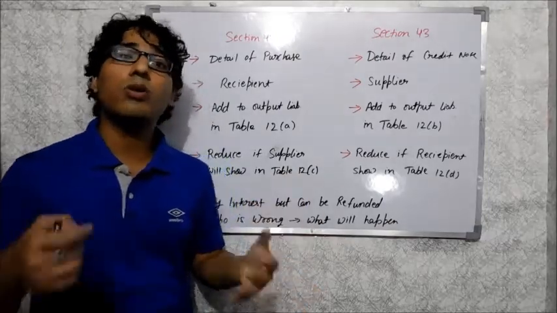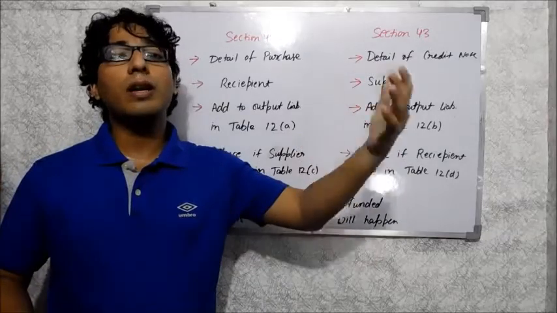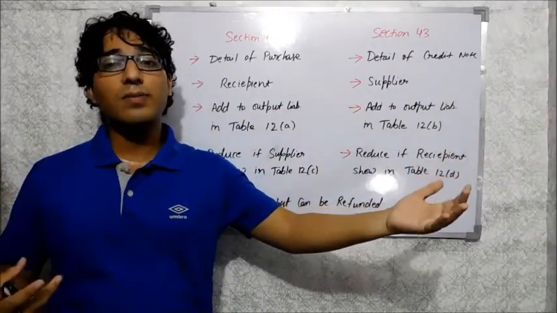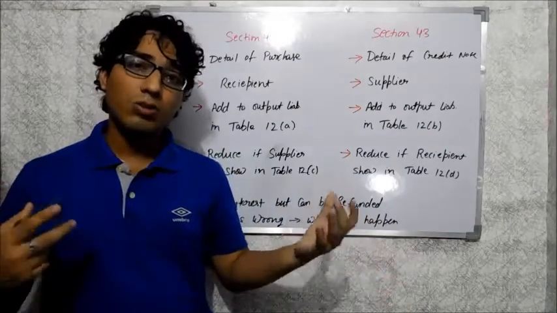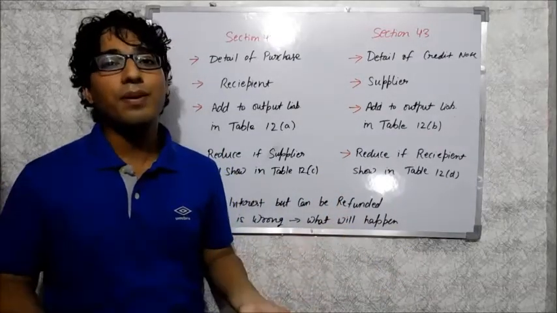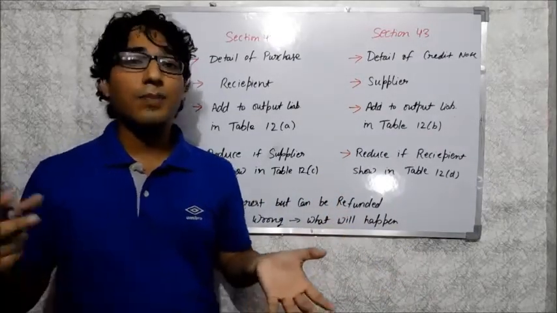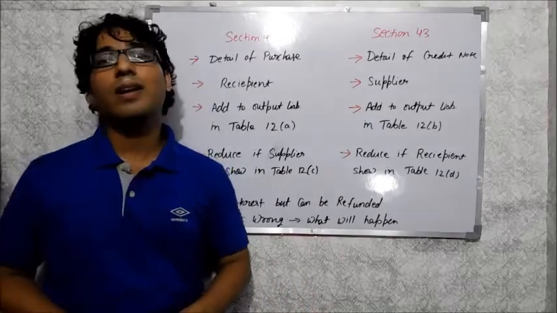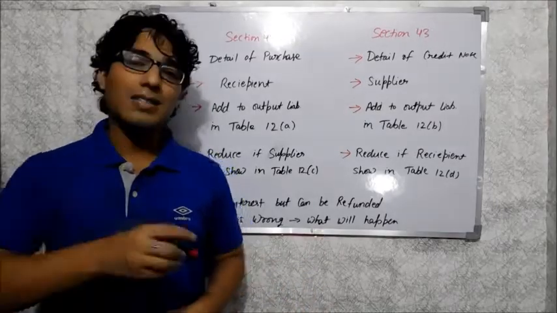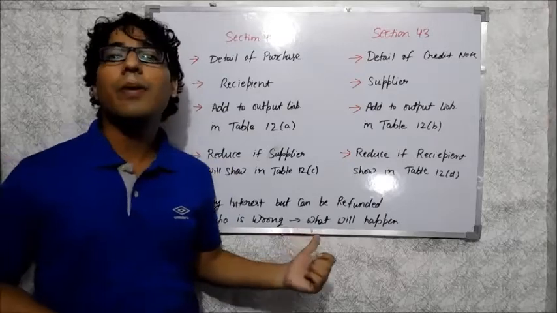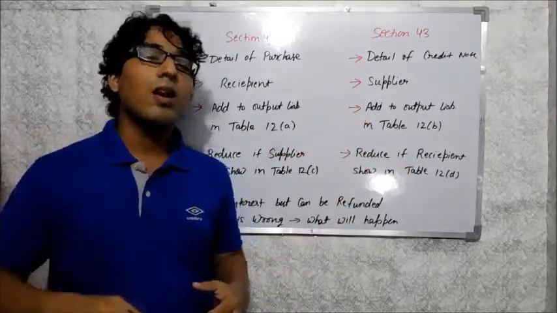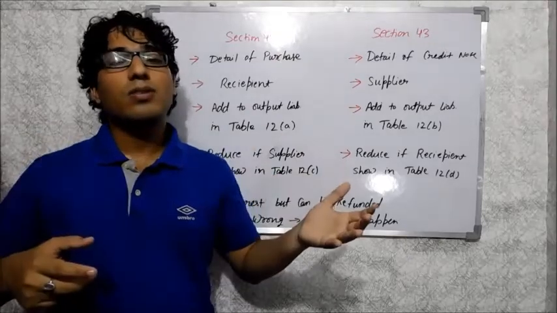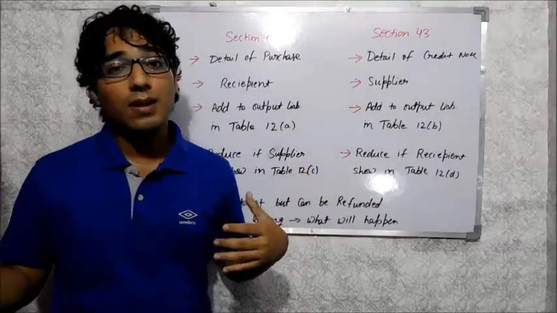Or suppose the supplier is not showing it in his GSTR 1 and the recipient is also not showing it in GSTR 2. In those cases also mismatching cannot happen. But when the department catches you, then you have to pay both interest as well as penalty. So that's how it's going to process. Mismatching will only happen when one party is showing something but the other party is not showing it, like the supplier showing something and the recipient not showing it.